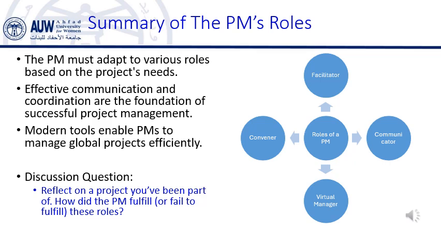As a communicator, the PM is responsible for sharing important information with the team and stakeholders. Communication is crucial to keeping everyone informed, avoiding misunderstandings, and making sure the project stays on track. The PM must communicate clearly, listen actively, and ensure that all relevant information is being shared with the right people at the right time.